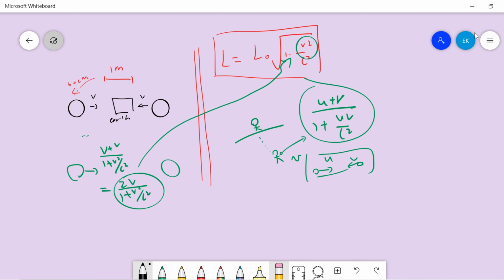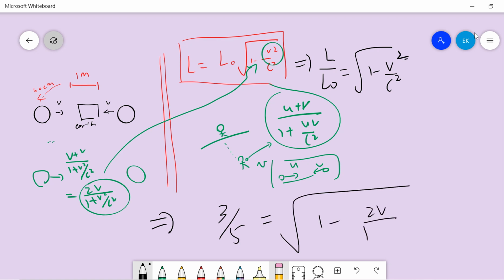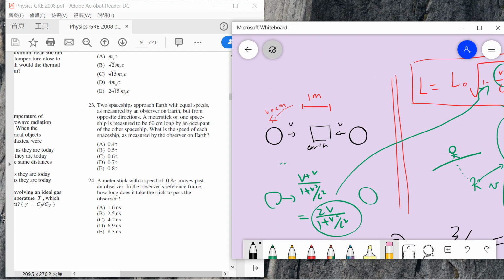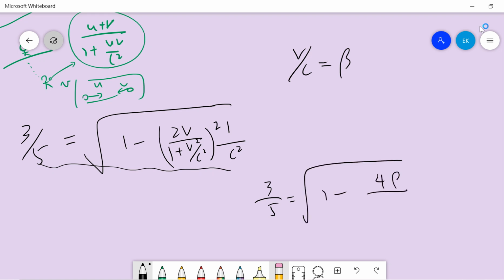So the strategy: L divided by L naught is the square root of 1 minus v squared over c squared. This tells you that 3/5 is equal to the square root of 1 minus (2v over 1 plus v squared over c squared) squared over c squared. Because we know the answer is some constant times c, the easy way is to let v over c be beta. So we have 3/5 equal to the square root of 1 minus (2 beta over 1 plus beta squared) squared. Okay, so we can solve it.